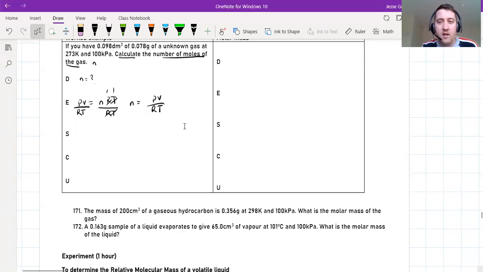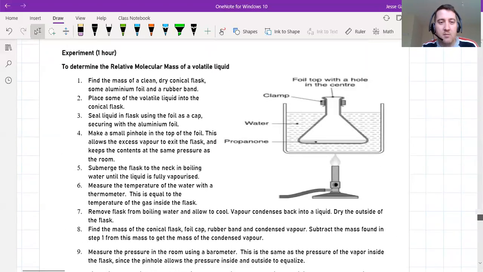That is the ideal gas equation. It comes up as part of this experiment. It's usually the final calculation if you get asked about this experiment to determine the relative molecular mass of a volatile liquid. So we will be finding n in this experiment. We'll discuss that a little bit more when we do that experiment.